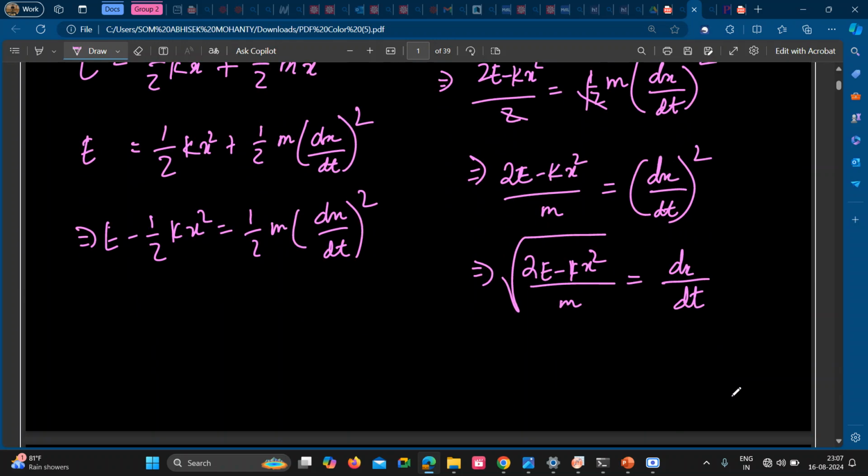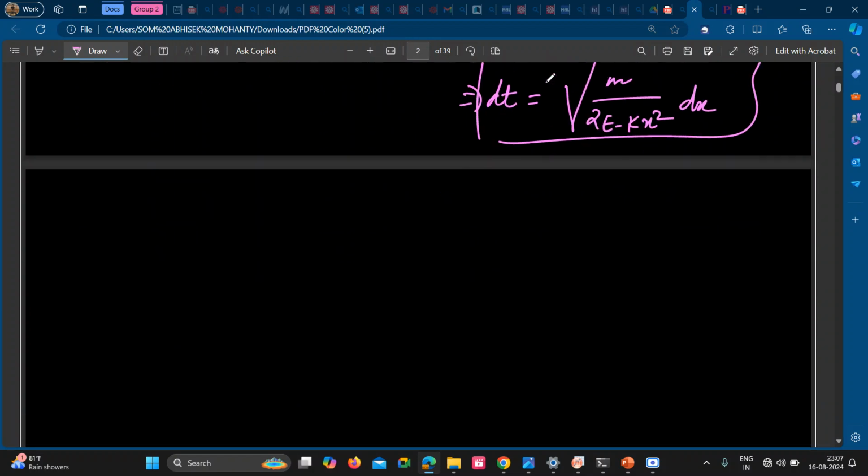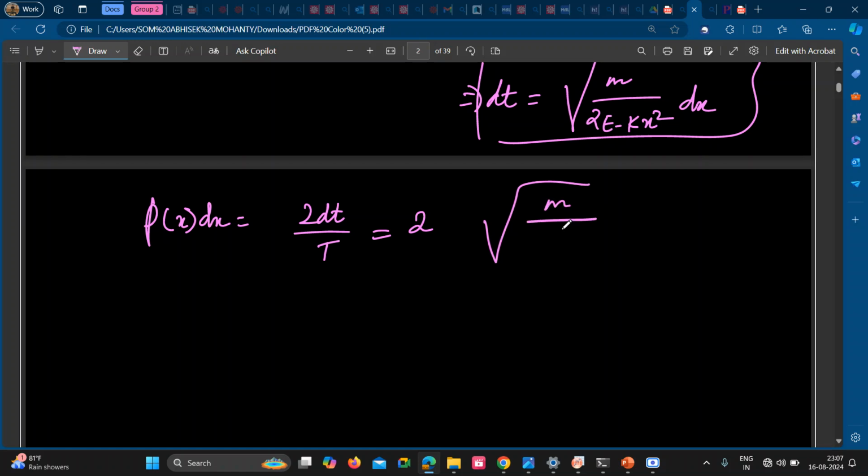So dt should be what? I needed dt. So dt is what? It will go to that side. So m root over of 2E minus kx square dx. That's it. So I just have to put it here, right? See, we could do it. So px dx, it's not that hard a question, is equal to what? 2 dt by T. So 2 into dt is m divided by 2E minus kx square dx. And T is what? 2 pi root over of m by k, isn't it?